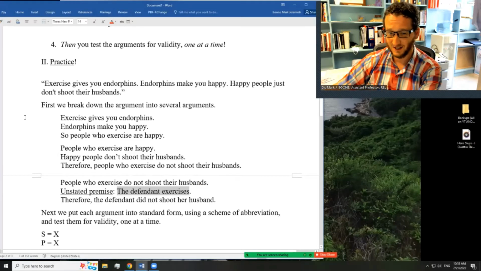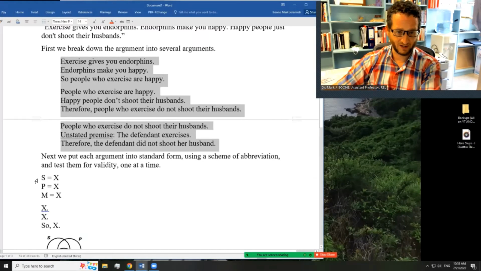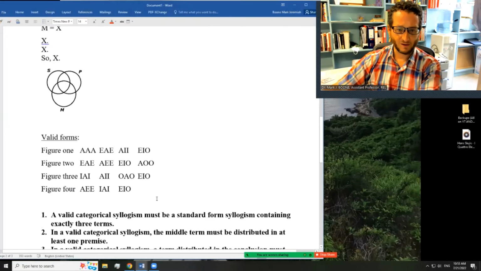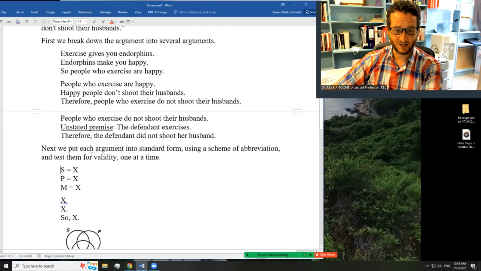And now we want to test each one for validity by itself. Now, this will take a little bit of work because we have to test each one. And first, you have to put each one into standard form. So let's see how I'm going to do this.